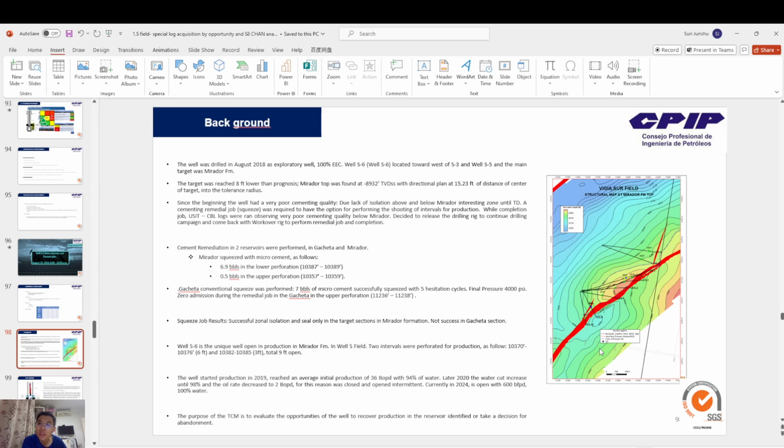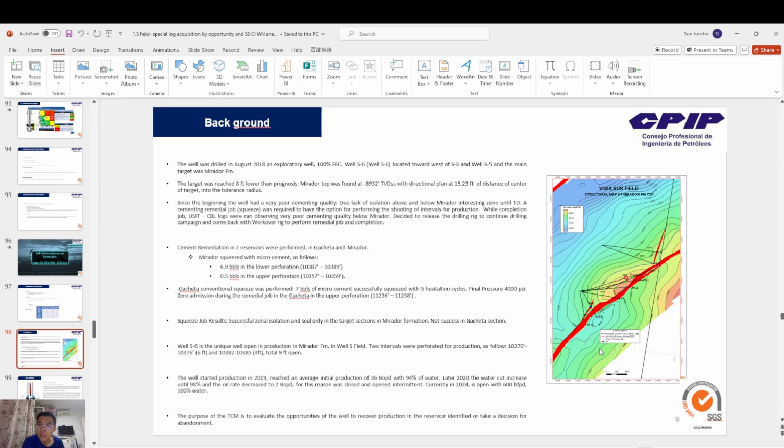Cement remediation in two reservoirs was performed, in Gajita and Mirador. Mirador squeeze with micro cement as follows: 6.9 barrels in the lower perforation from 10,387 feet, and 0.5 barrels in the upper perforation.